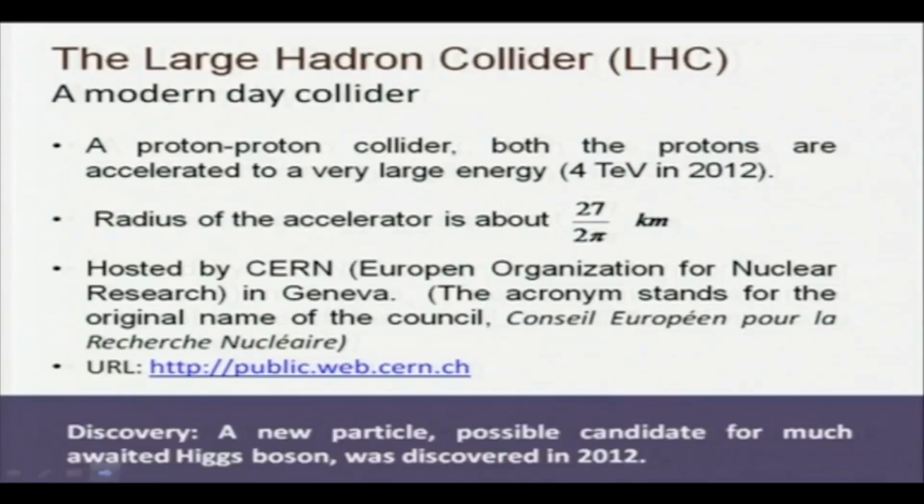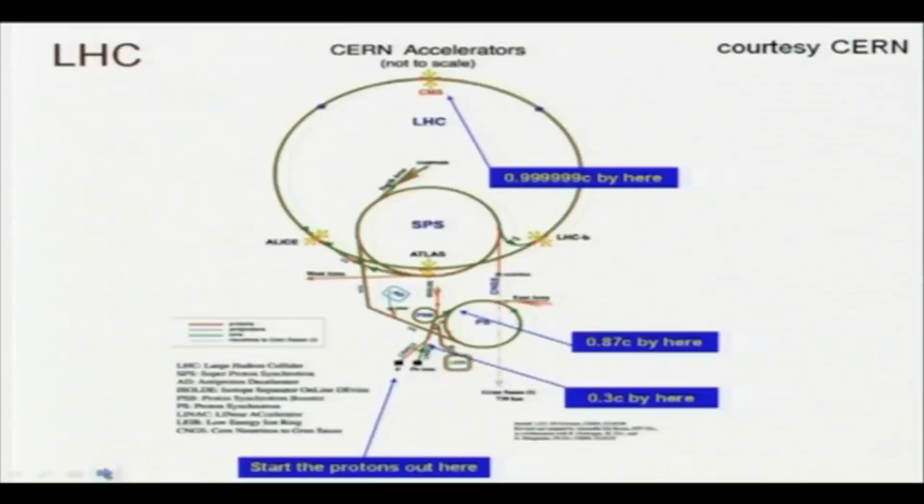So, as I said, the new particle was discovered, which was expected to be the candidate for the much awaited Higgs boson. If you look at the schematic diagram of the accelerator complex, you will see that there are different stages of acceleration. This is what I said earlier: although the principles are simple, when you bring it to practice, there are a lot of things one has to worry about. So, finally, this is the kind of design that CERN has decided on for the LHC.